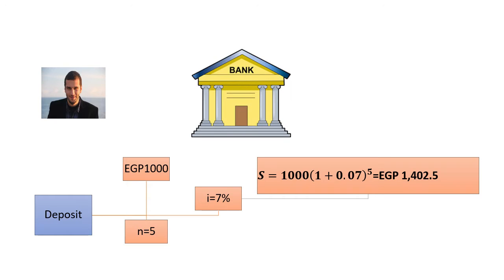1,402 Egyptian pounds. This is a case of future value of a single amount, because Mr. Ahmed deposited one time 1,000 Egyptian pounds.